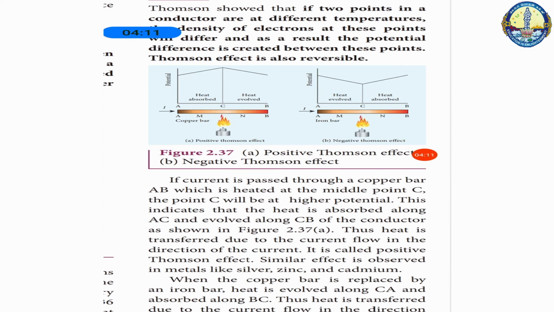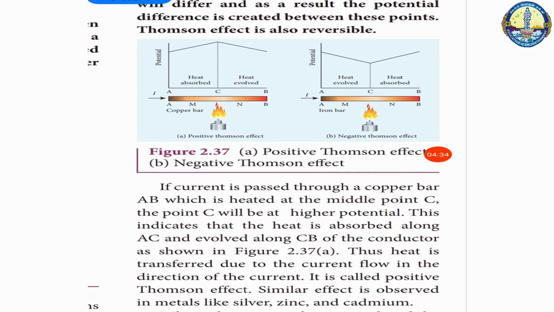When the copper bar is replaced by an iron bar, heat is evolved along CA and absorbed along BC. Thus, heat is transferred due to current flow in the direction opposite to the direction of current. It is called the negative Thomson effect. A similar effect is observed in metals like platinum, nickel, cobalt and mercury.